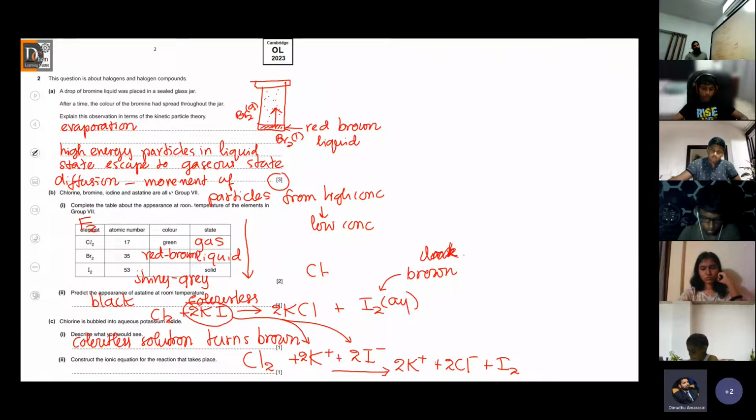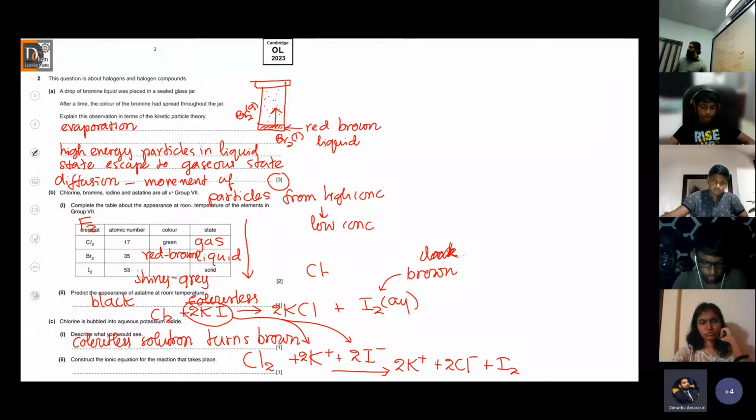Now, which ion is common in both cases? Potassium ion, right? So then you cancel out potassium ion. Whatever the remaining is the ionic equation. An ionic equation tells you what really happened here.